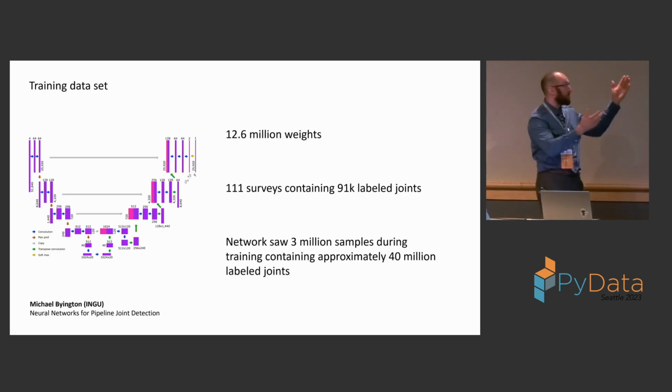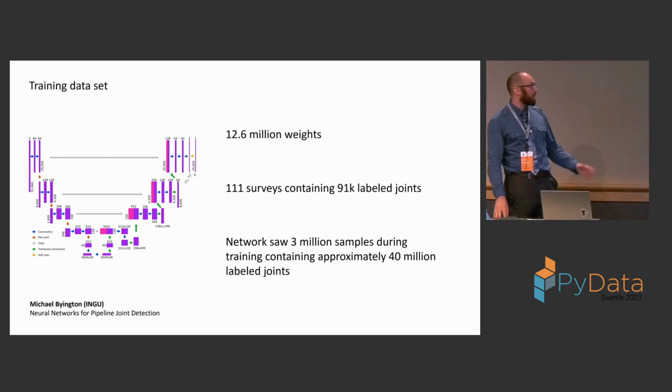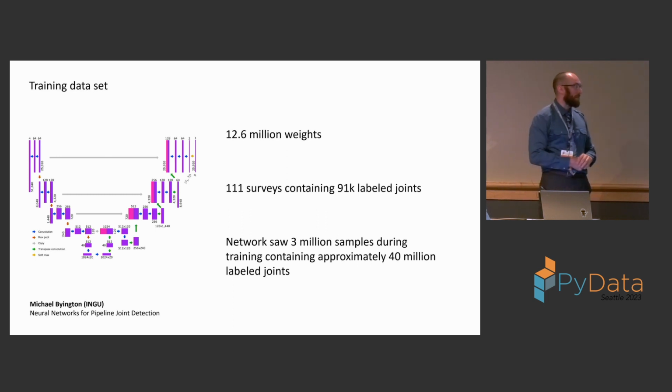What we ended up with was 12.6 million weights, 111 surveys that contain 91,000 labeled joints. But because of the data augmentation, we were able to show this network 40 million labeled joints in training, and it never once saw the same joint twice. There was always some augmentation applied to it, and because those augmentations can vary in magnitude, it's very easy to get essentially an infinite number of training examples. That doesn't mean you have infinite power, but it does give enough variability that this will learn incredibly powerfully and generalize extremely well.